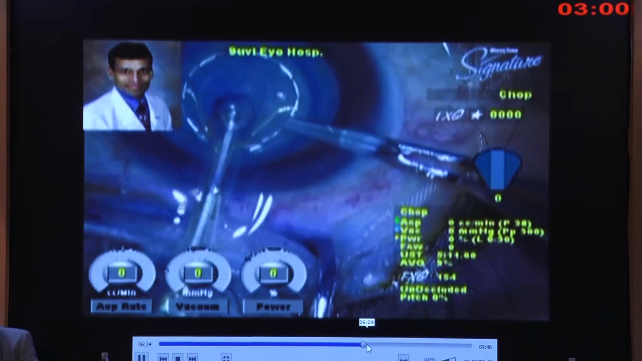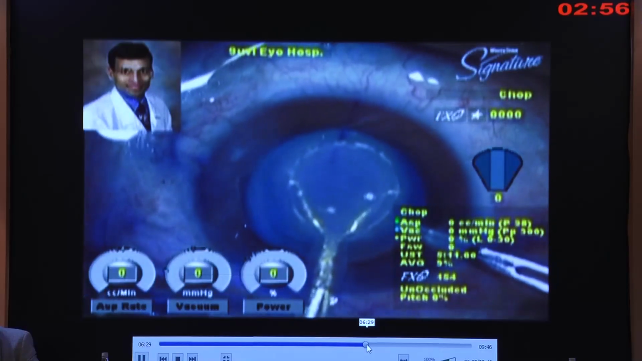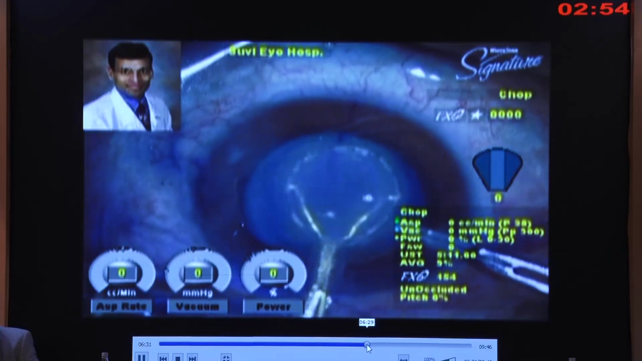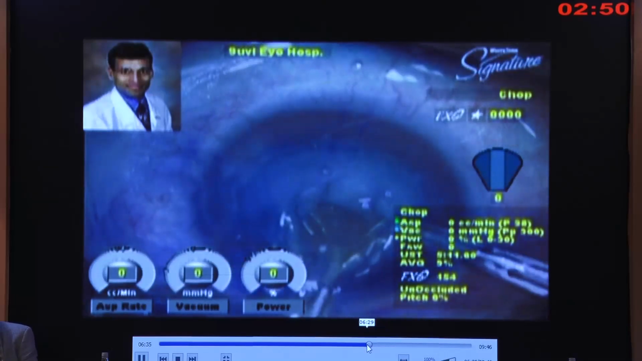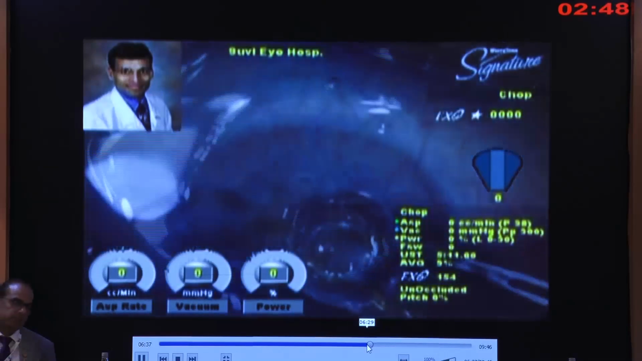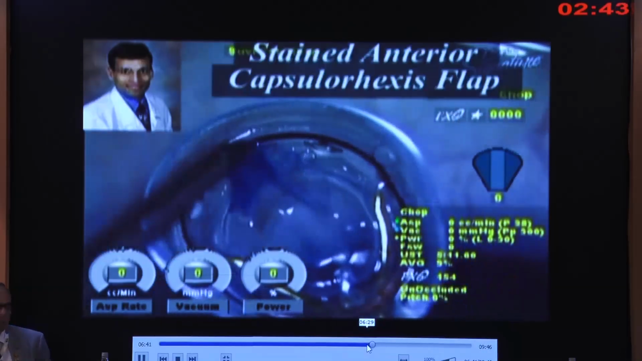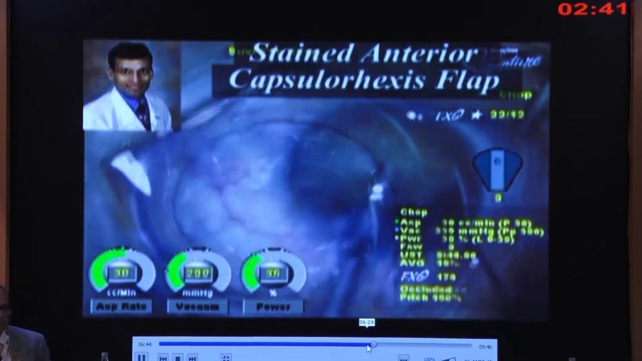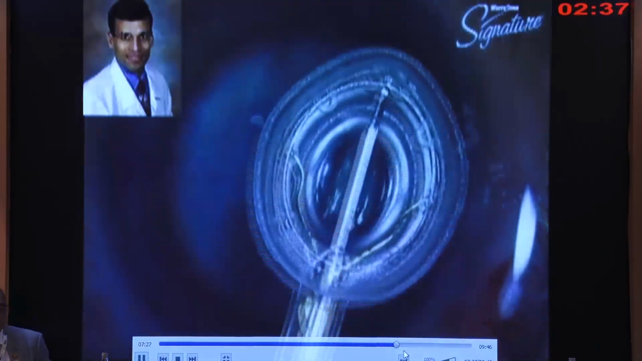This was another case of Zepto capsular rexis, and you can see the Zepto rexis is done in a case of hypermature cataract, and there is milky fluid. You can see the entire view is obscured because of milky fluid, but the rexis is done successfully, and in this case we implanted the toric multifocal lens, and this is the last case I wanted to show you.